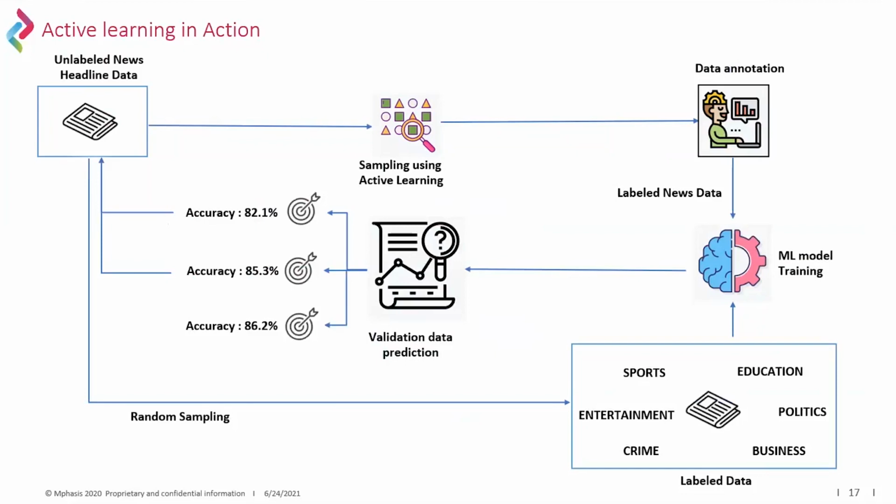As you can see, we sampled around 2,500 data points, and we got an accuracy of 86%. When we performed the same task using random sampling, in that experiment, we were able to get an accuracy of 84% only, even less than that. So as you can see, only 2,500 data points were selected in both cases, but with active learning, we are able to get a better accuracy.